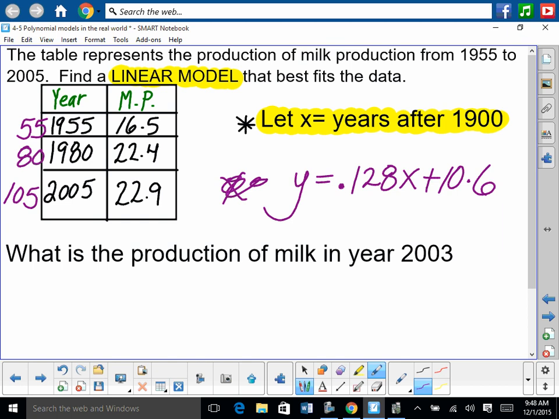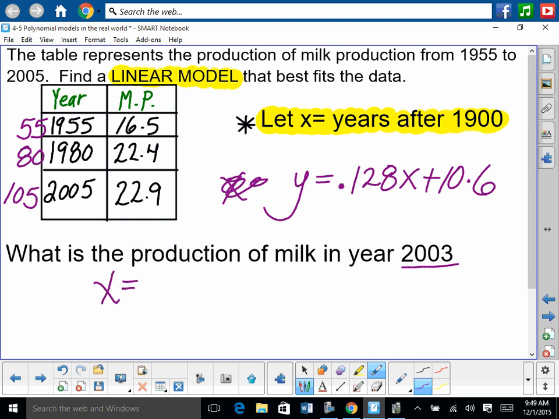Okay, so now we've figured out the polynomial. So it says, what is the production of milk in year 2003? So now we need to know what is the production of milk in year 2003. The reason that Vivint would hire someone to figure this out is once they know this polynomial, they can use it to estimate values in the future without having to just wait and see. So now, what's our production of milk in year 2003?